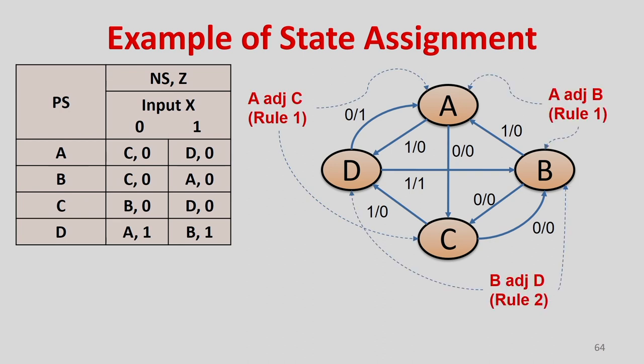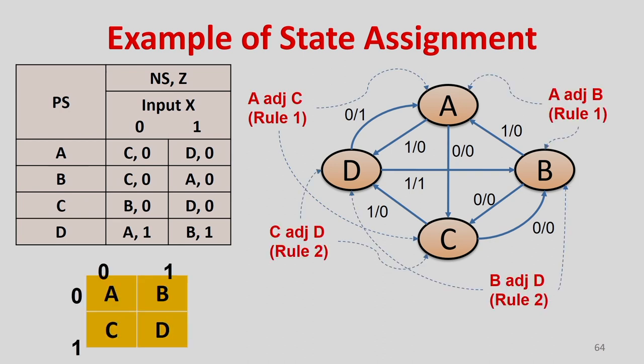Okay. Based on these rules, rule 1 and rule 2, we try to assign codes. A and B are adjacent, so we make them adjacent. Then A and C are adjacent, this one is A and B, this is A and C. C and D are adjacent, and B and D are adjacent. In this case, A is not adjacent to D and C is not adjacent to B. So A-B adjacent, A-C adjacent, C-D adjacent, B-D adjacent.